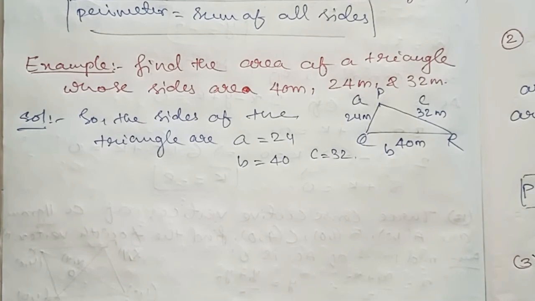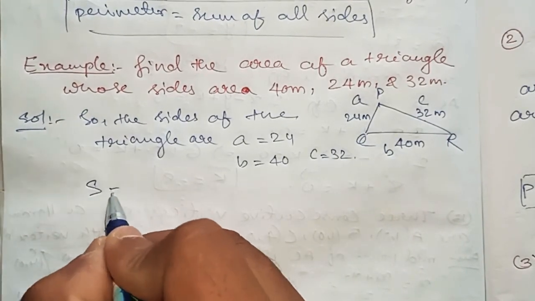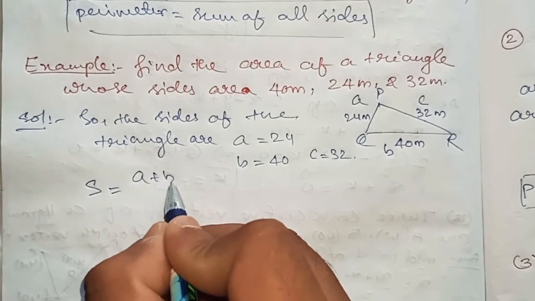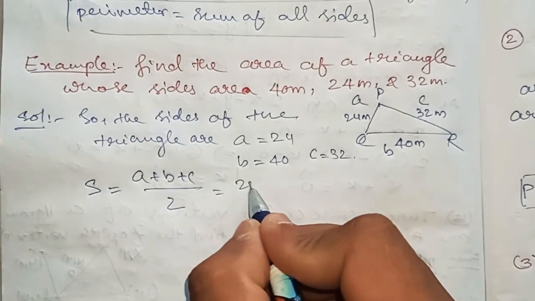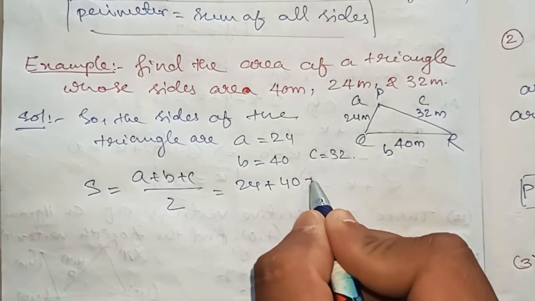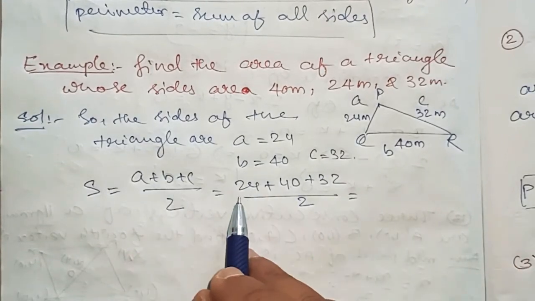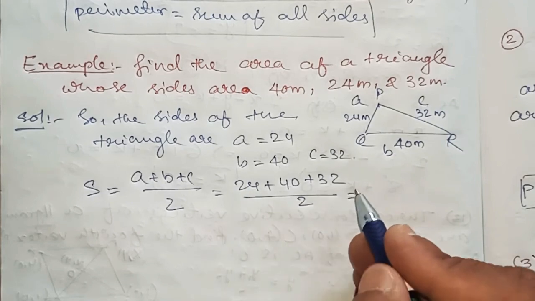Now we will use Heron's formula to calculate the area. First of all, always find the value of S. S equals (A plus B plus C) by 2. What is A? A is 24, B is 40, C is 32, divided by 2. Now add all the values and divide by 2.